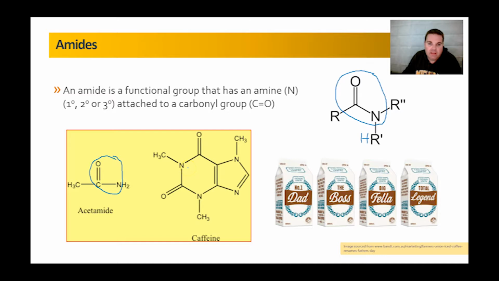Caffeine has a couple of amide groups in it. So there's one here, and then there's another amide group through here as well. This is an amine, and that's an amine as well.